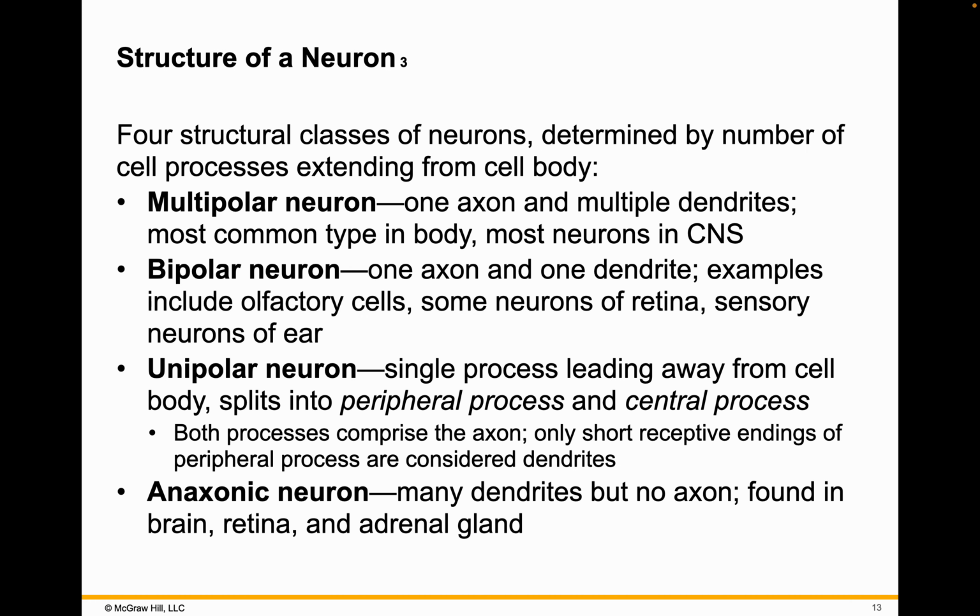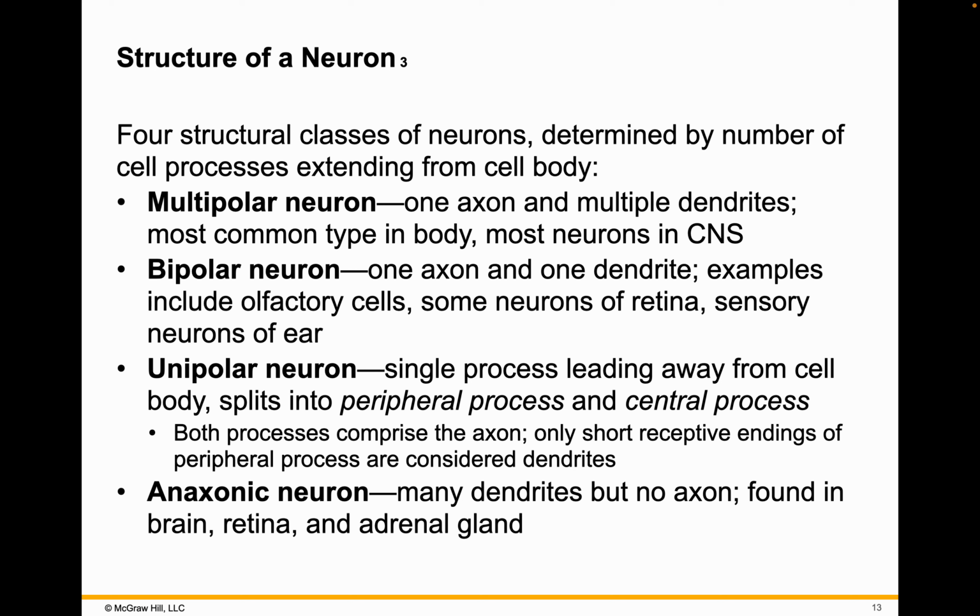There are four structural classes of neurons that are determined by the number of cell processes extending from the cell body. We can have a multipolar neuron with one axon and multiple dendrites. This is probably the most common type in the body. Most of the neurons in the central nervous system are multipolar neurons. We could have a bipolar neuron, which has one axon and one dendrite.